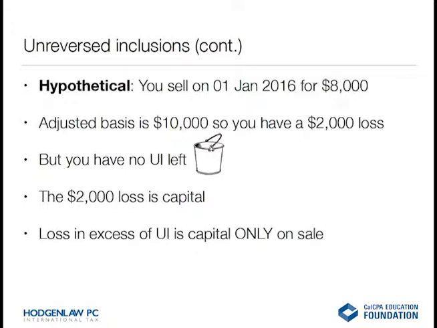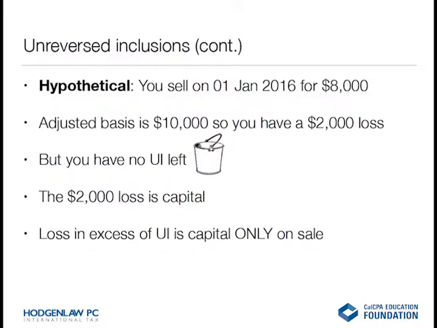Now let's say, this isn't actually what I put in the example, but let's say, for example, that you decide to sell the PFIC on January 1st, 2016, and on that day it's still worth $8,000, just like it was the previous day. And at that point, your adjusted basis is $10,000, so you're going to have a $2,000 loss. You have no unreversed inclusions left because you used them all. So what happens is, because you have an actual sale with a loss that exceeds unreversed inclusions, the $2,000 loss is going to be a capital loss.